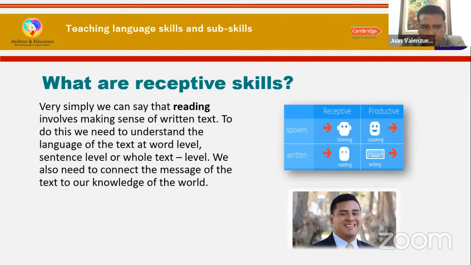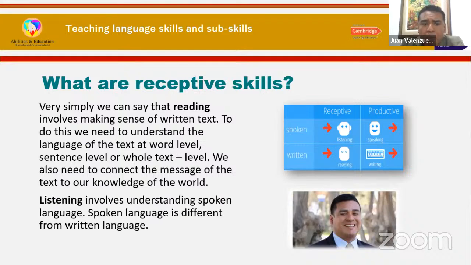Very simply, we can say that reading involves making sense of written text, and to do this, we need to understand the language of the text at word level, at sentence level, or whole text level. We also need to connect the message of the text to our knowledge of the world, all right? This is why it is important to establish context to make it significant for the students, to create a context so that students find it easier to understand. Listening involves understanding a spoken language, and you know that spoken language is different from written language.